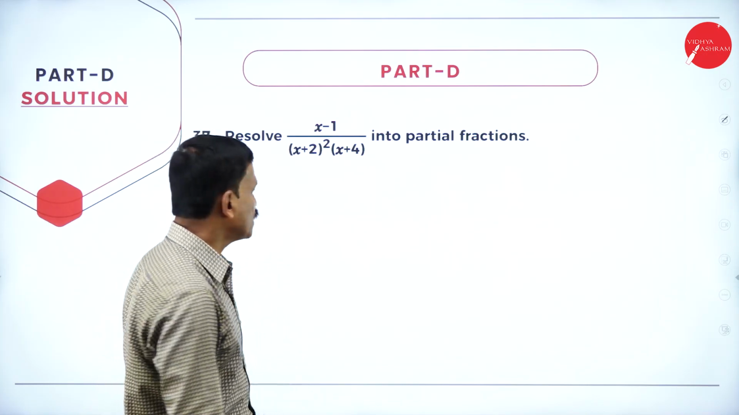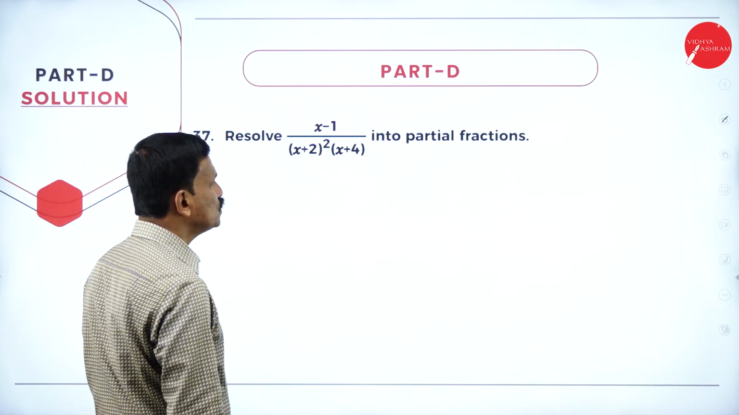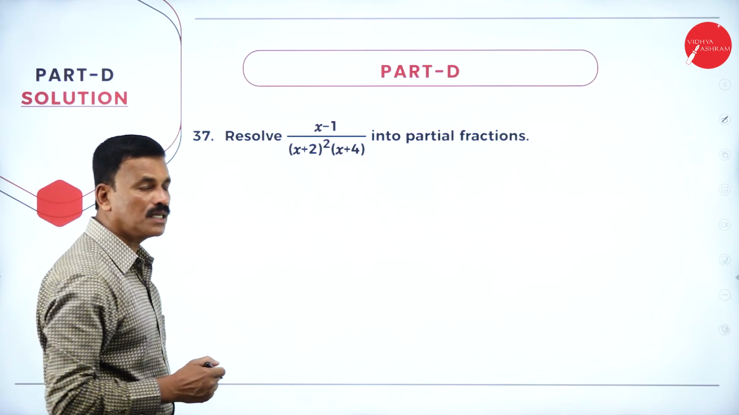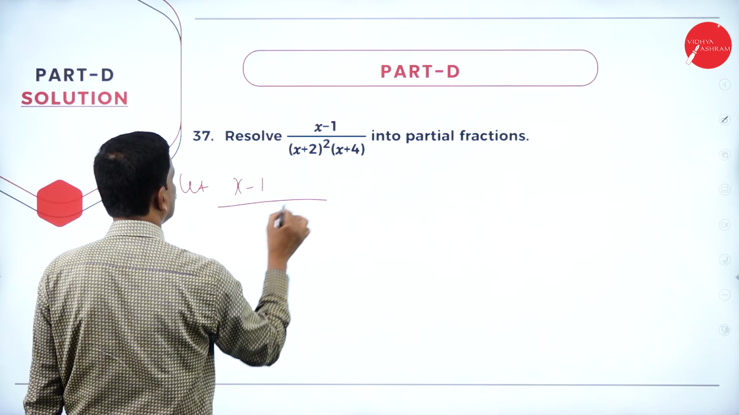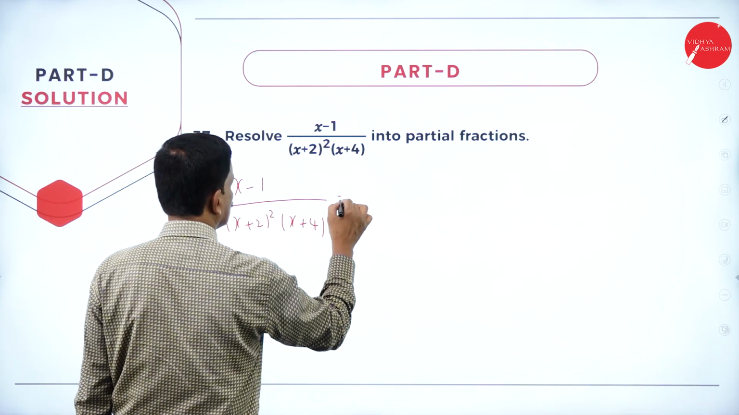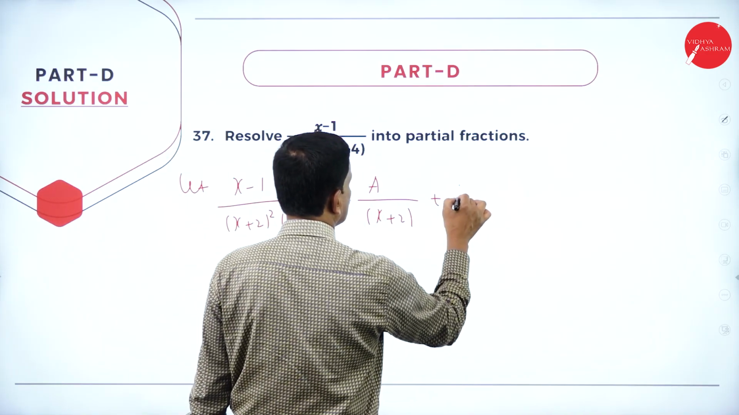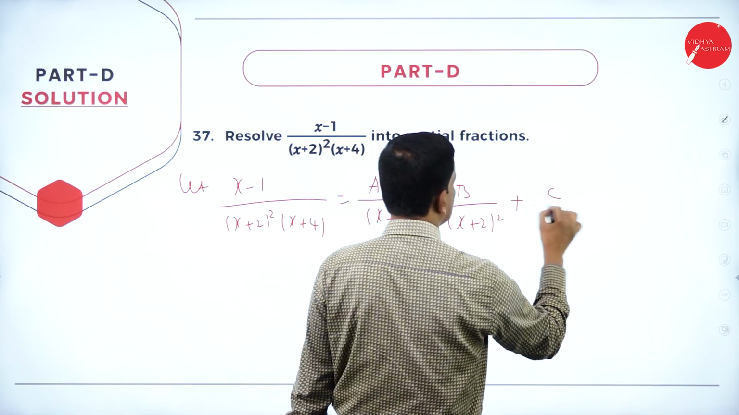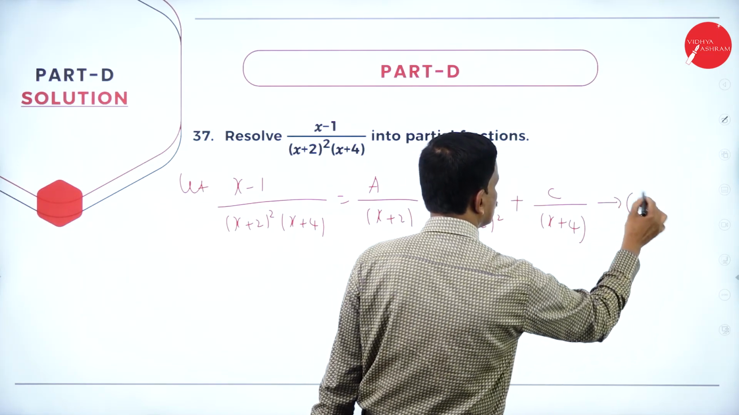Resolve x minus 1 by x plus 2 whole square into x plus 4 into partial fractions. This is also very important. So in the denominator, we have a repeated linear factor. So let us resolve this. Let x minus 1 divided by x plus 2 whole square into x plus 4 be written as A by the first factor x plus 2, plus B by the second factor x plus 2 whole square, plus C divided by the third factor x plus 4. Let us represent this as equation number 1.